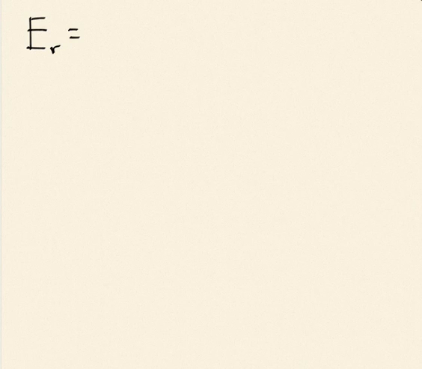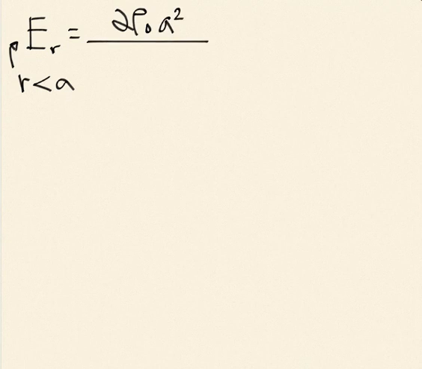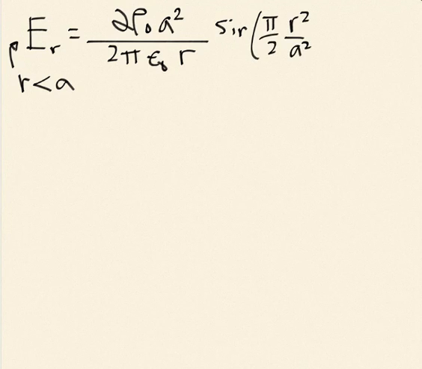Okay, all right, so now I can write down the electric field. And this is again for r less than a, inside the charge distribution. It becomes the following. I know that the charge per unit length I can write as 2 rho naught a squared, and so I'm going to substitute that in here. Let me write it twice so I don't skip a step. I just divide by 2 pi rL, and I get the following over 2 pi epsilon naught r times sine of pi over 2 r squared over a squared.